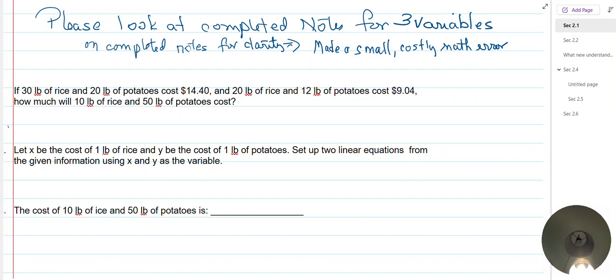All right, so here we have a word problem that has two parts. It says, if 30 pounds of rice and 20 pounds of potatoes cost $14.40, and 20 pounds of rice and 12 pounds of potatoes cost $9.04, how much will 10 pounds of rice and 50 pounds of potatoes cost? All right, so what we need is to construct a system of equations of what we know.